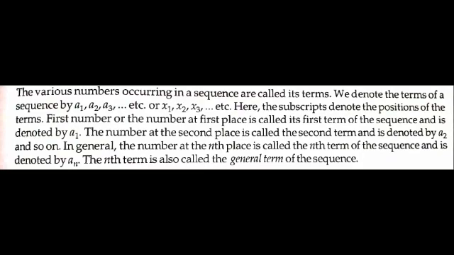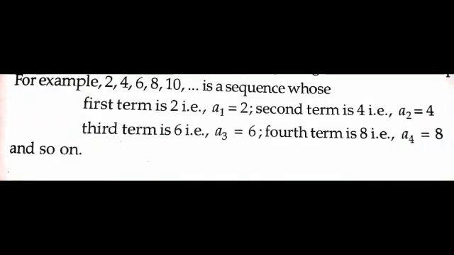So here I am with one example. In this example, you can see 2, 4, 6, 8, 10 and so on is a sequence whose first term is 2, that is A1 is equal to 2. Second term is 4, that is A2 is equal to 4. In the same way, third term A3 is 6 and fourth term A4 is 8 and so on. Let us now discuss some examples to illustrate the application of what we have discussed so far.